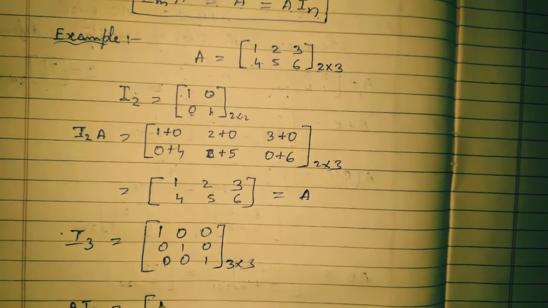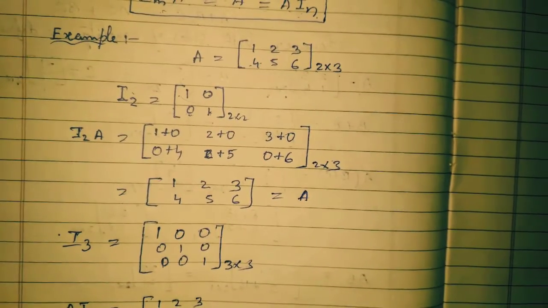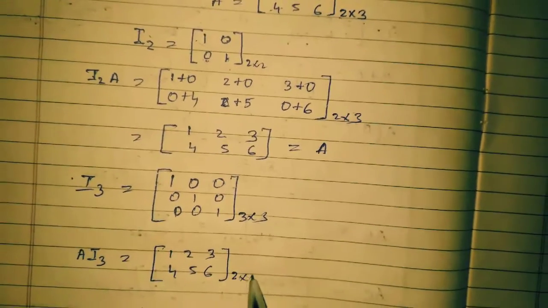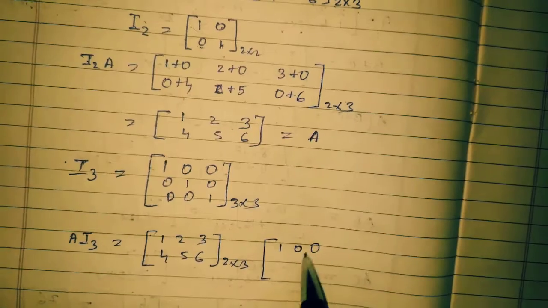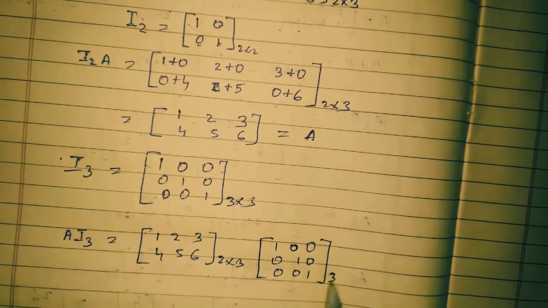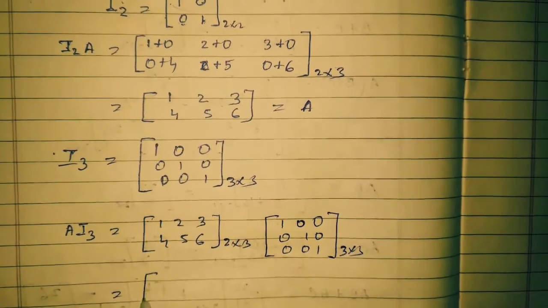If you multiply A, what is A here? A is [1, 2, 3; 4, 5, 6]. This is a 2 into 3 matrix. And I3 is [1, 0, 0; 0, 1, 0; 0, 0, 1]. That is a 3 into 3 matrix. So finally we'll get what here?